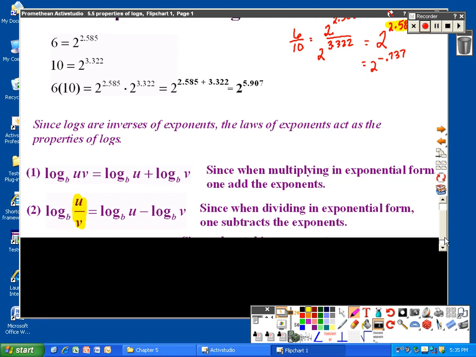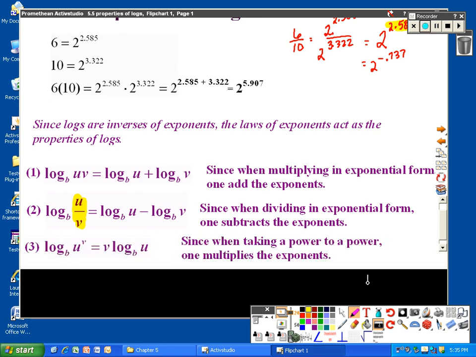And likewise, if I take a power to a power, I would multiply. That means I would do the same with the logs. When I take the value raised to a power, that means I would multiply the power times the log base b of u, since power to power means you multiply.